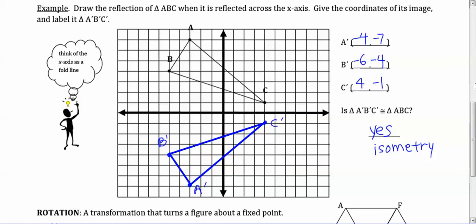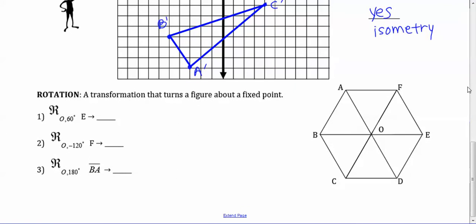Okay, rotation. So this is some notation you guys haven't seen before, but there's a scripty looking R, and then it says O, and then it has some number of degrees, either positive or negative. This is basically telling you that the center of rotation is going to be this point O here. So all the rotations are going to be around this point. Now if you guys remember, if I went all the way around a point, I would end up with 360 degrees. So each of these angles here actually measure 60 degrees.